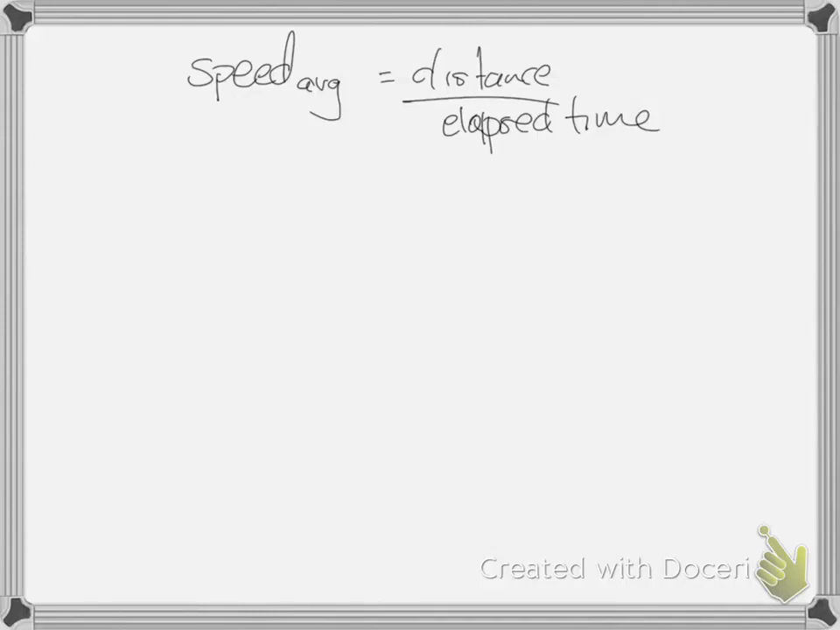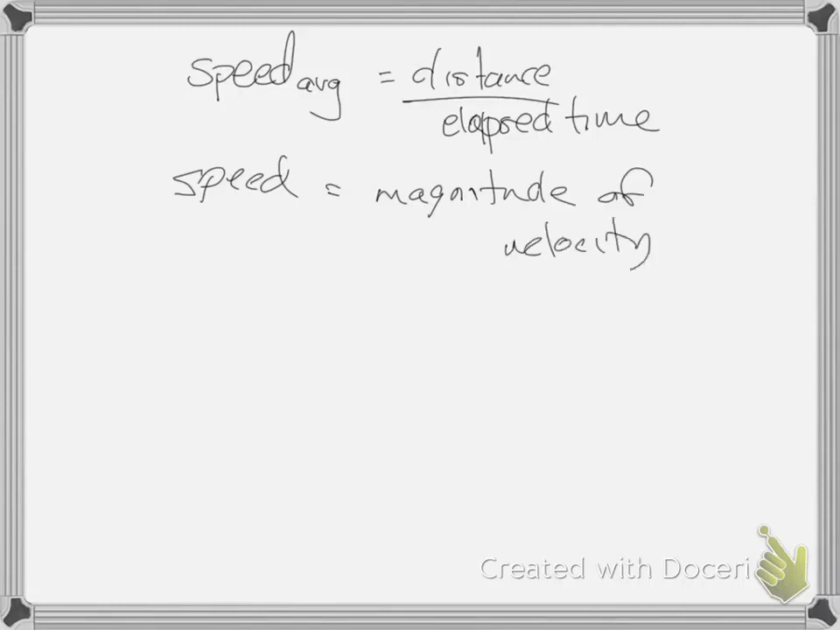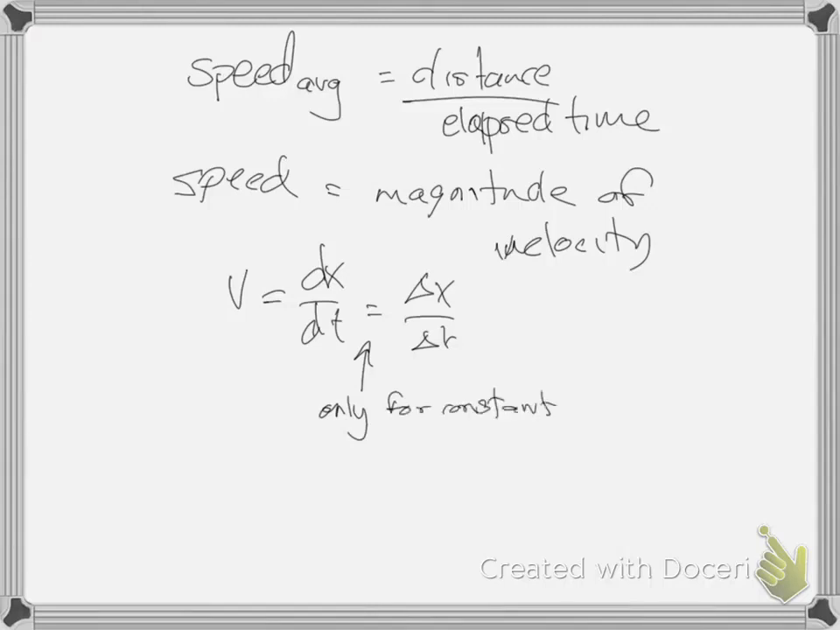Speed has nothing to do with average speed. It's important for you to recognize that speed is equal to the magnitude of the velocity. The velocity, remember, is equal to dx/dt, or the slope of the position versus time graph. It's equal to delta x over delta t only for constant velocity. I'm just writing delta x over delta t so we don't have to worry about derivatives for those of you who are not so comfortable with those.